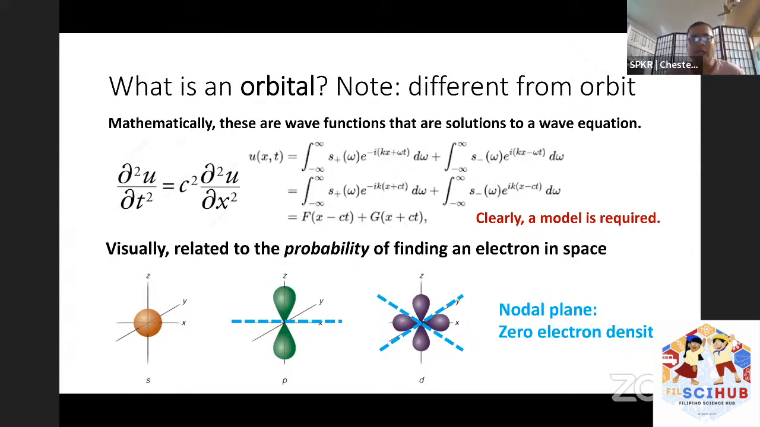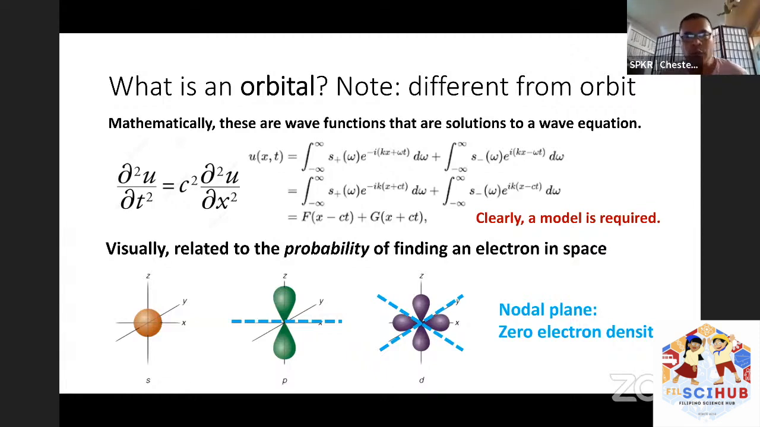So visually, an orbital is related to the probability of finding an electron in space. Pag sinabi mong probability, ano nga ba yung chance? Sabihin mo, ano yung chance or probability na pupunta ka sa party mamaya, or kung nanliligaw ka naman, tinatanong mo sa nililigawan mo, ano nga ba yung probability na mag-oo ka, di ba? So the orbital is related to the probability of finding an electron in space.